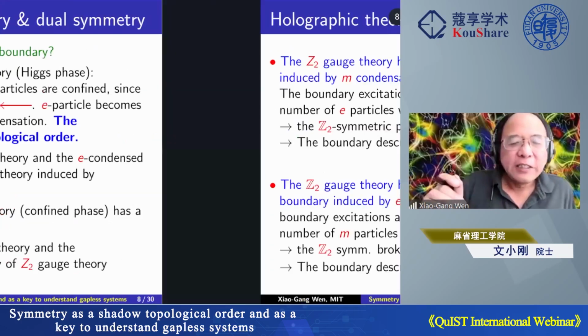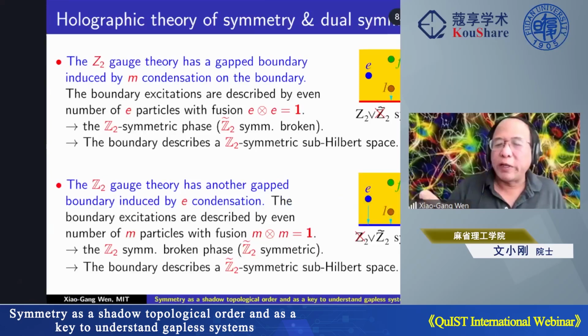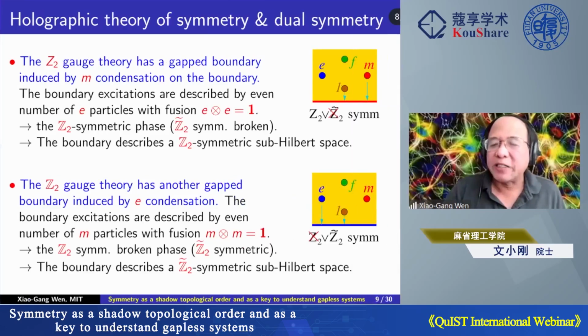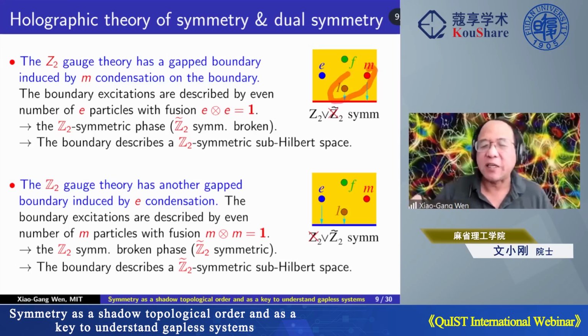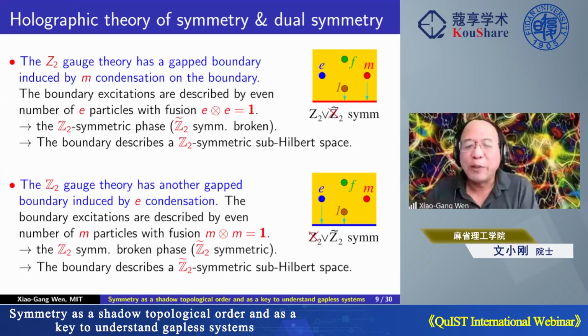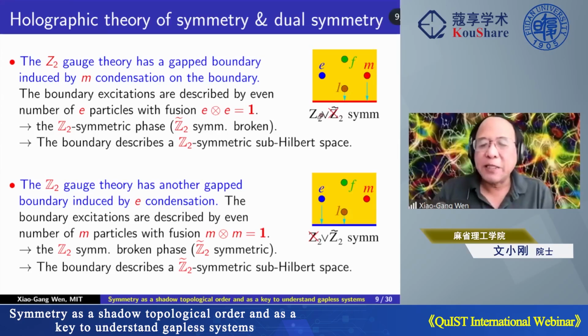And so let's consider a boundary induced by M condensation. And certainly 1 always condenses. So actually this boundary is induced by the 1 and M, and so this combination condenses. Okay. And what happened to the boundary? Because M condensed, the M particle going to the boundary just condenses and disappears.